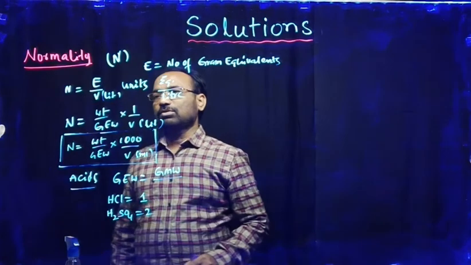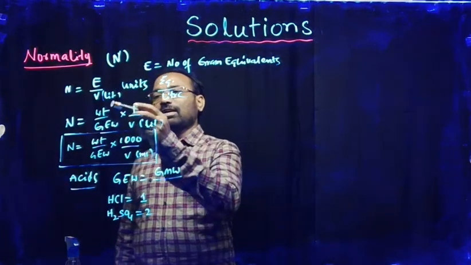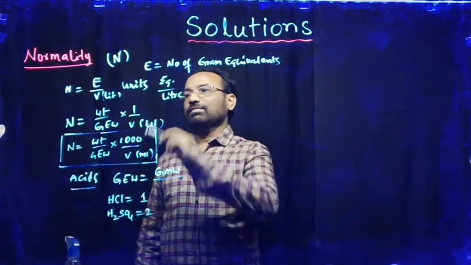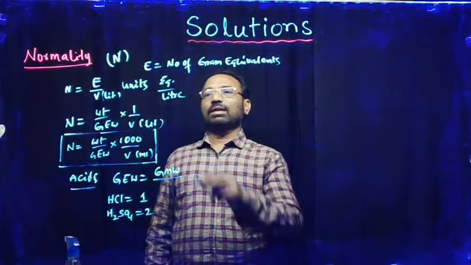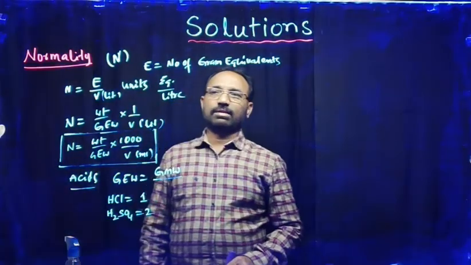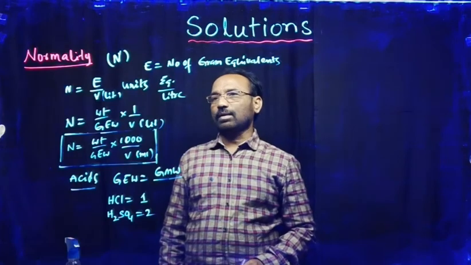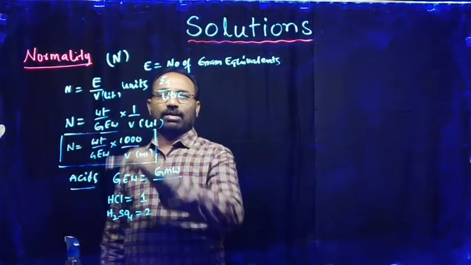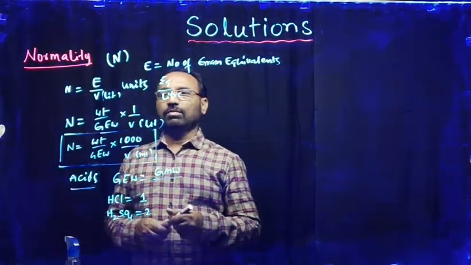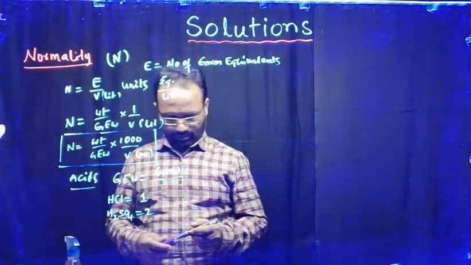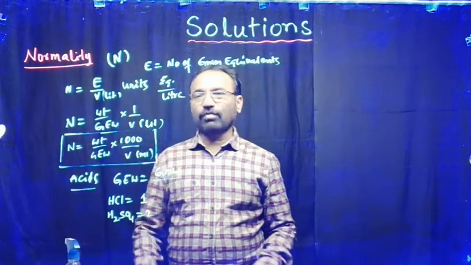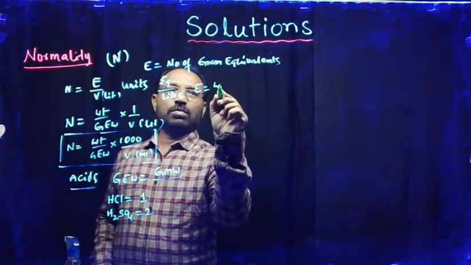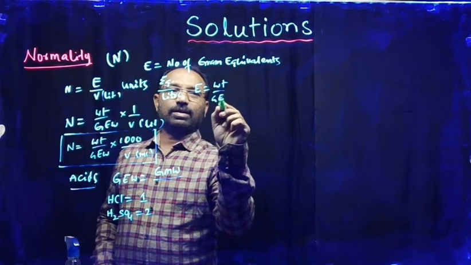Here, the normality equals the number of gram equivalents divided by the volume of solution in liters. The unit of normality is equivalents per liter. And here, the number of equivalents equals weight divided by gram equivalent weight.